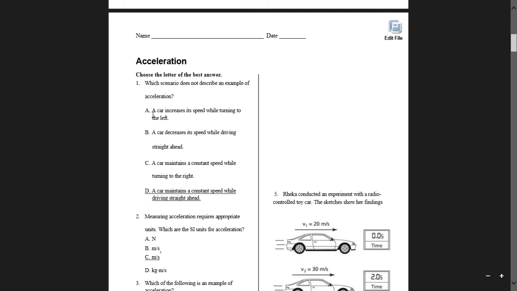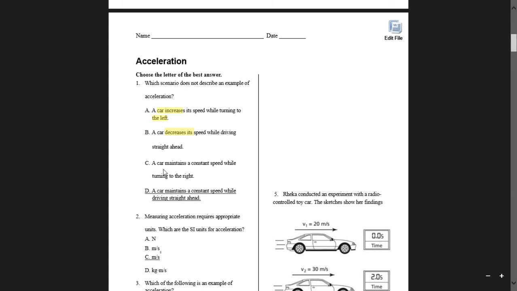Number one, the car increases its speed while turning to the left. Okay, the speed increases while turning to the left, so the speed changes in this case. Second one, the car decreases its speed, so the speed changes.